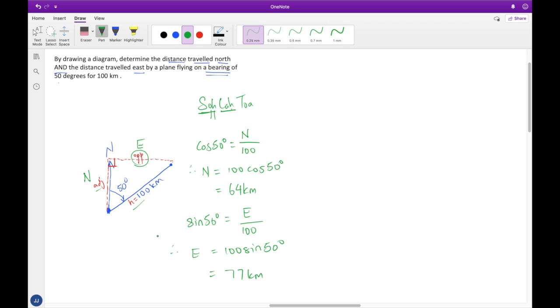So we could see here that for this question, we needed to remember that once we see the word bearings, that means the degree measured from the north line. So we must always draw our north line and use our angle from there. We could also see that this question required previous knowledge of SOHCAHTOA, that is sine, cosine, and tangent.